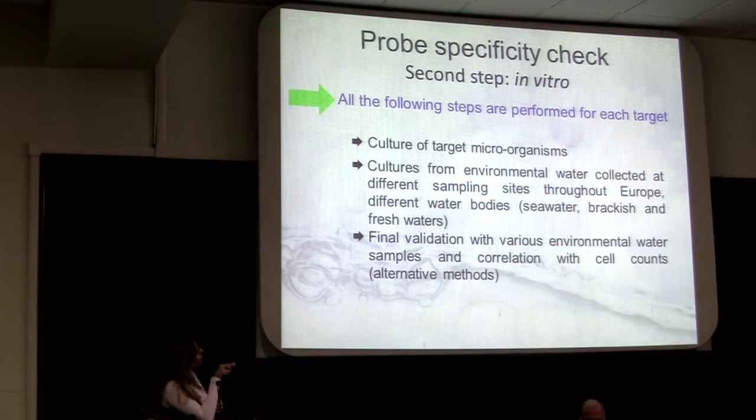So we tested all the probes with pure cultures of each target microorganism. We tested the microarray with cultures from environmental samples. It means that we took some environmental samples and cultured them to obtain the microorganisms that we have as targets on the microarray. And then the final validation, we did it with field samples. And we correlated the cell numbers with alternative methods to validate our calibration curves.